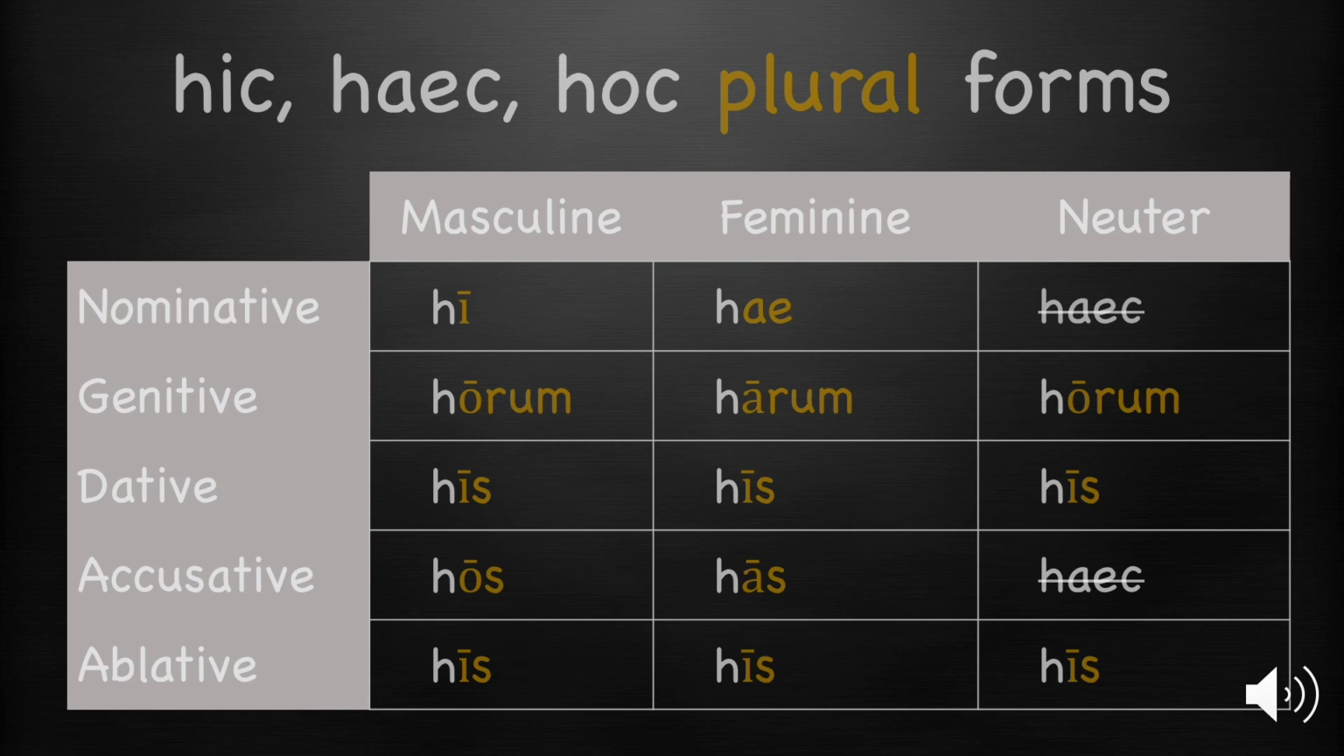So, your job over the next week or so is to memorize the forms of hic, haec, hoc in both the singular and the plural. The plural forms should be easy. You'll go from left to right on both charts. And after you have all of that done, then you can begin to work on translating this particular demonstrative.